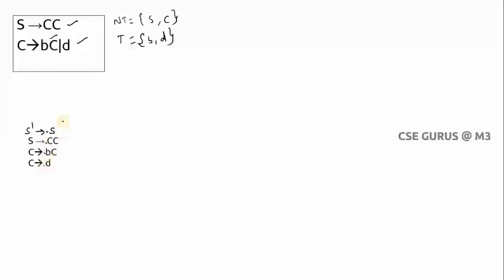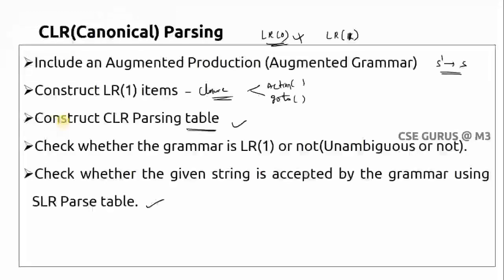Now what do you require here? Of course in SLR parsing you don't have any look aheads, but here you want look aheads. So here you have to construct LR(1) items. That is the next step: construct LR(1) items. Here we need to add look aheads for each production. I'll tell you how to add look ahead for each production.